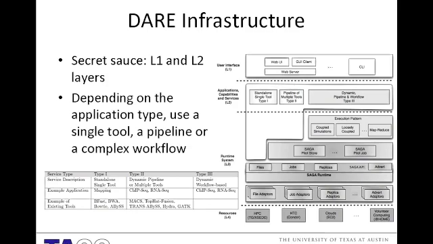The Dare infrastructure looks a little bit like this. As is the case with Saga, it is highly layered. The secret sauce is in layers L1 and L2, the user interface and the applications, capabilities and services layer. These dictate what workflow you will be using, what actual application you will be using, what arguments to pass, if there is a complex pipeline workflow, if it's an ensemble, and if there's communication or not.